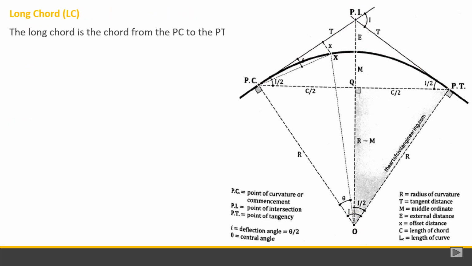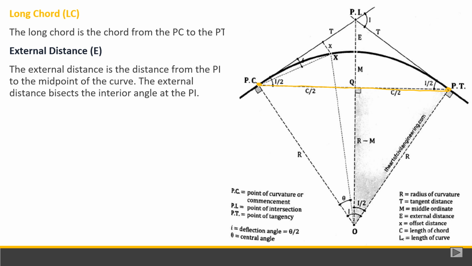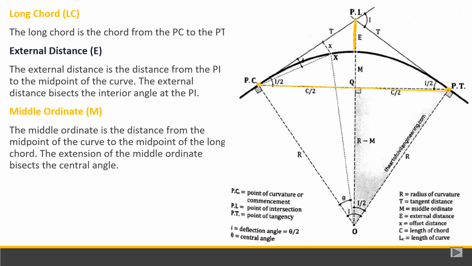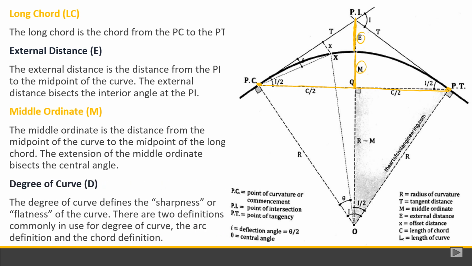So next is the long chord. So long chord is the line from PC to PT. So sa geometry, long chord is a line passing through a circle at 2 points. So ito yung long chord ng simple curve natin. Next is the external distance. So external distance is the distance from PI to the center of the curve. The middle ordinate is the distance from the center of the curve to the midpoint of the chord. So that is the external and middle ordinate.